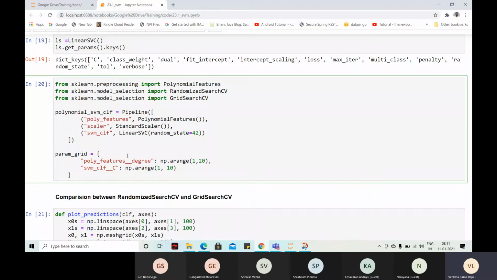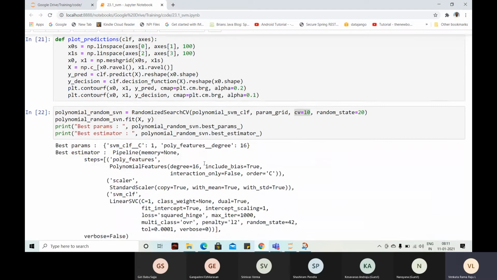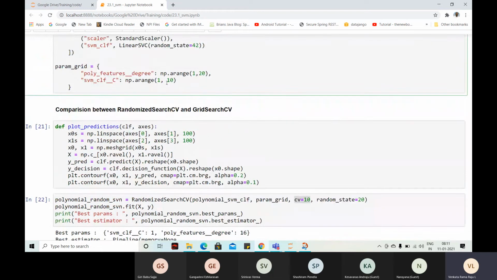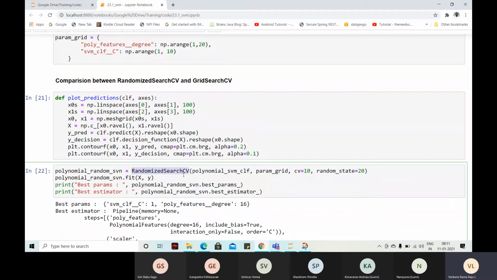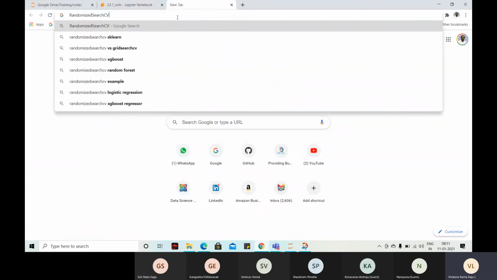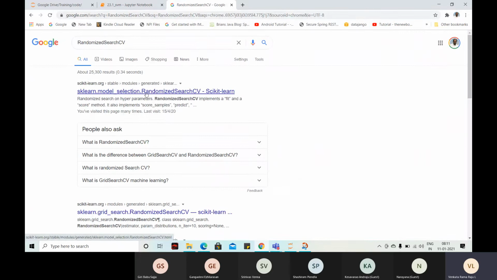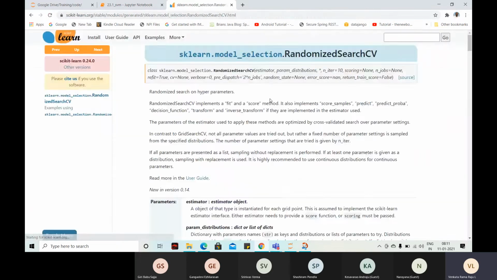So it is going to be a very tedious process. It will take a lot of time if you use GridSearchCV. So there is another way, RandomizedSearchCV, which will randomly take 10 combinations. However many combinations you give, it doesn't matter. By default, it takes 10 combinations. Let me show you the API.